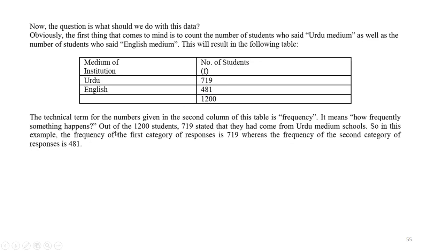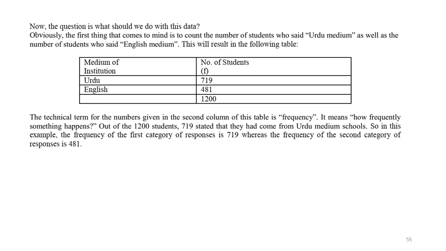Out of 1200 students, 719 stated that they had come from Urdu medium schools. So in this example, the frequency of the first category of responses is 719, whereas the frequency of the second category of responses is 481. Getting my point? There are 1200 students. When we were gathering the data, the responses were that 719 people came from Urdu medium and 481 from English medium, and how often the same response occurs.